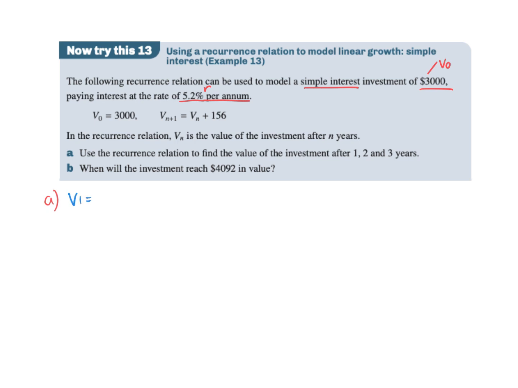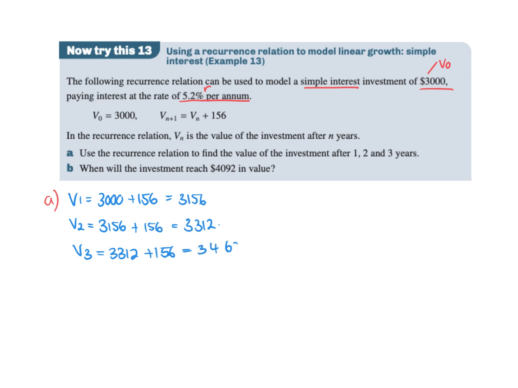V1 would equal the one before plus 156, so that equals 3,156. Then show that V2 is the one before plus 156, which equals 3,312. Is that correct? Yeah. And then V3 equals that plus 156, which is going to be 3,468.